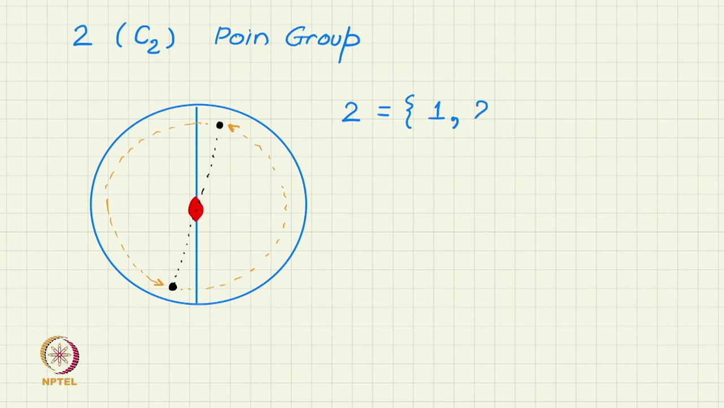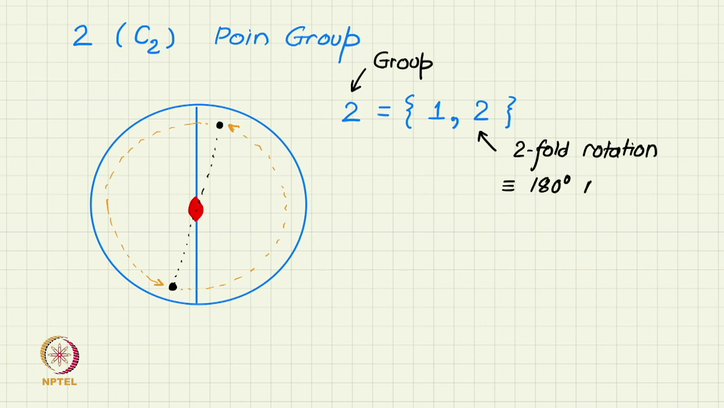The other operation is the two-fold rotation, 180 degree. So, that we again represent by 2. So, same ambiguity which I discussed with 1 is also here. So, 2 in this case is the group or the point group 2, whereas this 2 is the operation two-fold rotation, that is equal to 180 degree rotation.